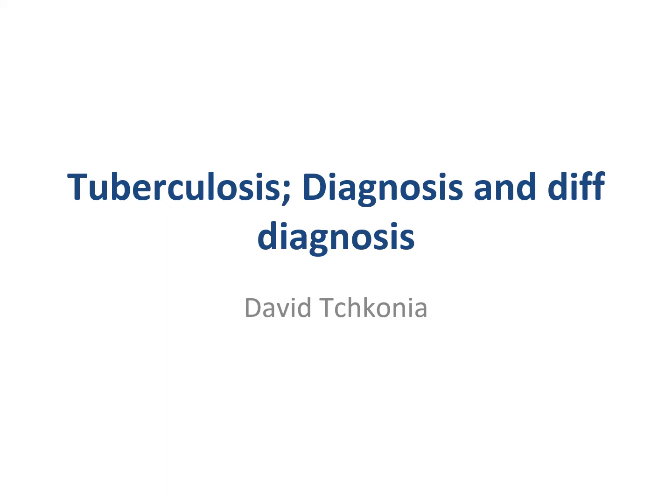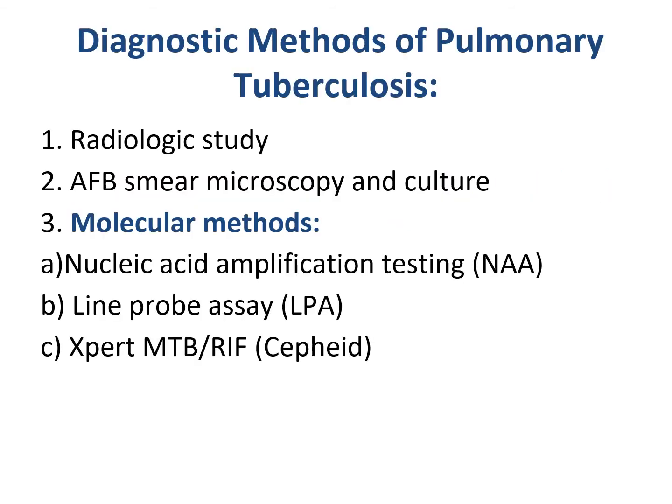Hello, today's topic is tuberculosis diagnosis and drug susceptibility testing. Diagnostic methods of pulmonary TB: radiologic study, acid-fast bacilli smear microscopy and culture, and molecular methods such as nucleic acid amplification testing, line probe assay, and GeneXpert.